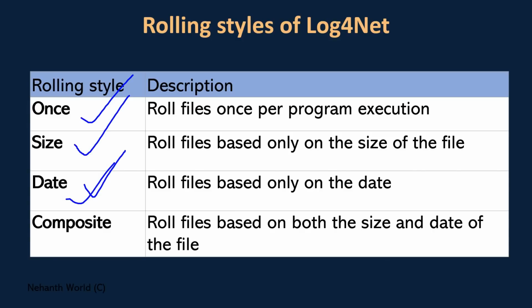Coming to the composite. Composite is the combination of size and date. Composite can generate the files for every new day, and it will also check the size. Whenever the size is exceeded, it will create a new file. Whenever the date changes, it will also create a new file. It will roll files based on both size and date of the file. These are the 4 different rolling styles in Log4Net.